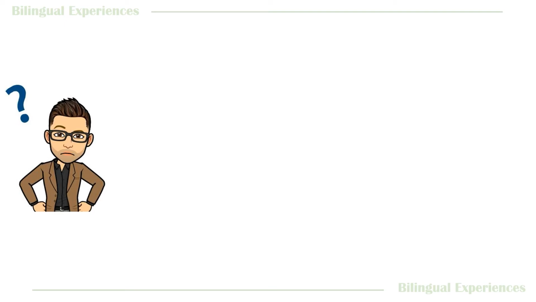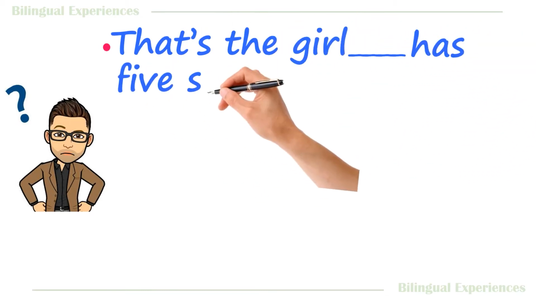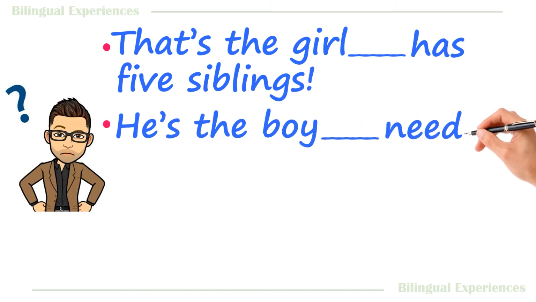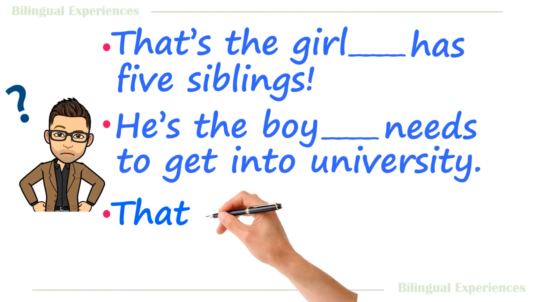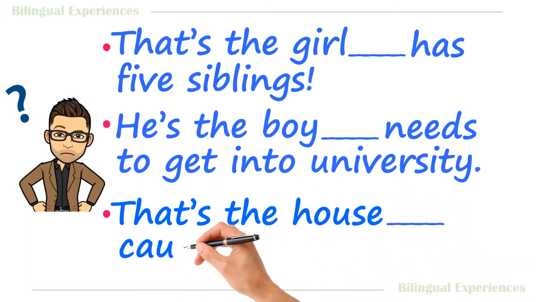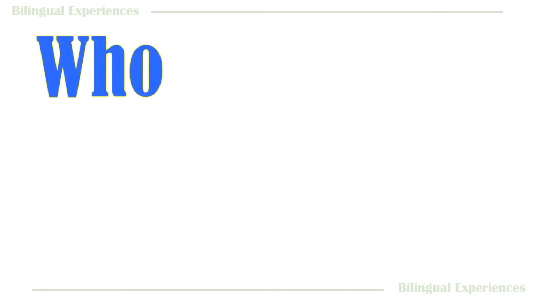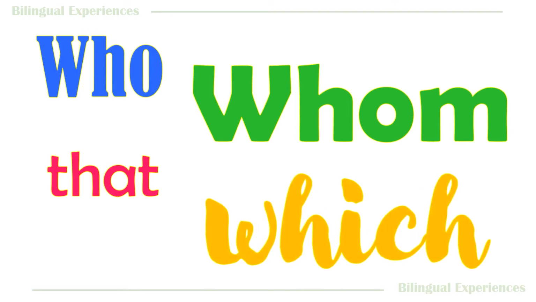Alright, to get it started, let's take a look at 3 sentences. Number 1. That's the girl, blank, has 5 siblings. Number 2. Is the boy, blank, needs to get in a university. And number 3. That's the house, blank, caught fire yesterday. If you were asked to complete these sentences using who, whom, that, or which, how would you do it?